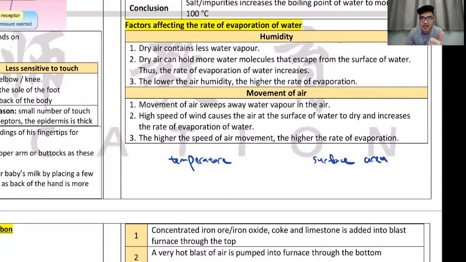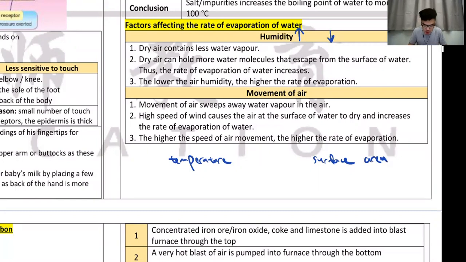Number 1, humidity, kelembapan. Number 2, movement of air, pergerakan udara, which is wind. Number 3, temperature, suhu. Number 4, surface area, luas permukaan. So let's go straight to the point. If humidity is high, evaporation is low. Why? When your surrounding is wet, clothes cannot dry. Right? When it is a rainy day, very humid, can you dry your clothes? Can you dry your clothes in Genting? No. Not to say cannot, but it's really slow because it's so humid. You cannot dry your clothes.